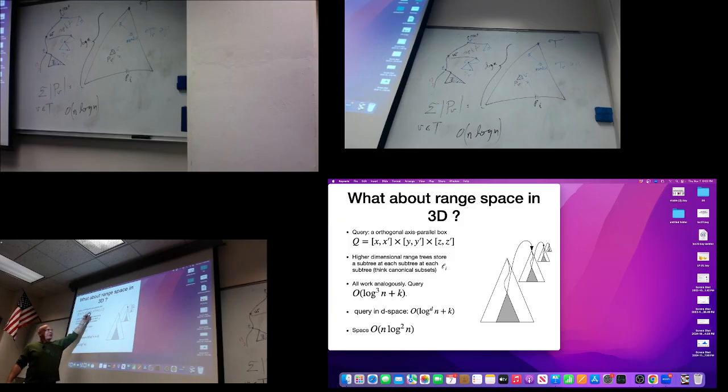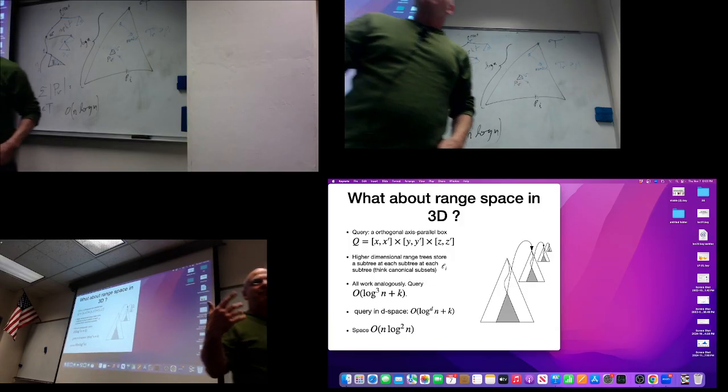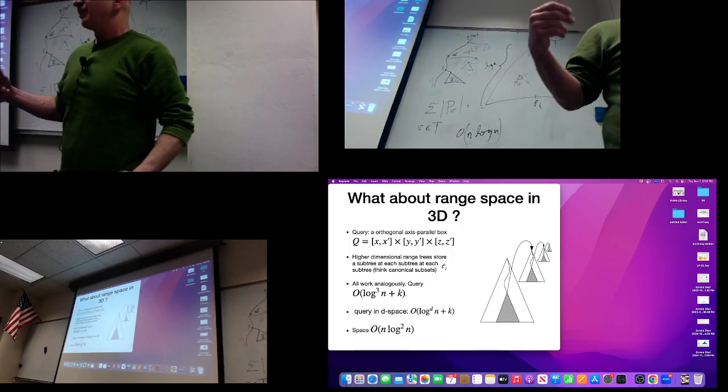X, X prime, Y, Y prime, Z, Z prime. You build the first tree, the X projections of all the points. Every node in the main tree points to a subtree that contains this canonical subset, now sorted based on Y. And every node in this subtree points to its own subtree of all the points in the canonical subsets sorted by Z.